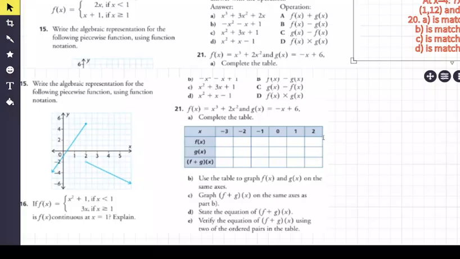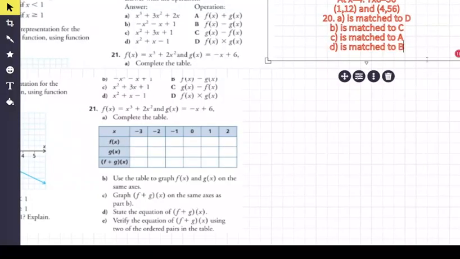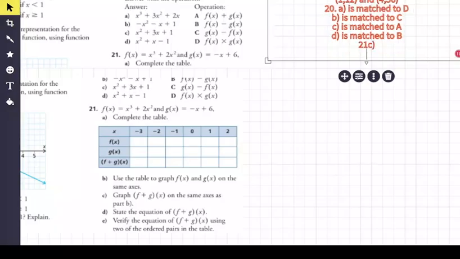So the equation right here will have, let's just do this. Wow, I didn't mean to delete that. So f plus g of x. That's a new notation that we haven't learned before. Let's go ahead and do that. So let's just plug it in, put whatever we have. So x cubed plus 2x squared. Now we add g of x, negative x plus 6.